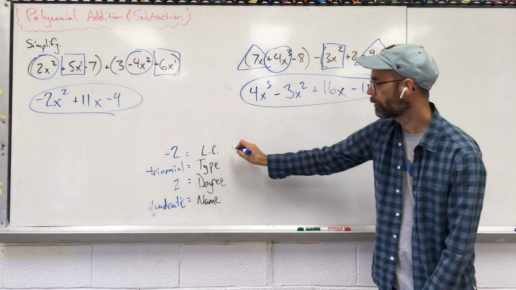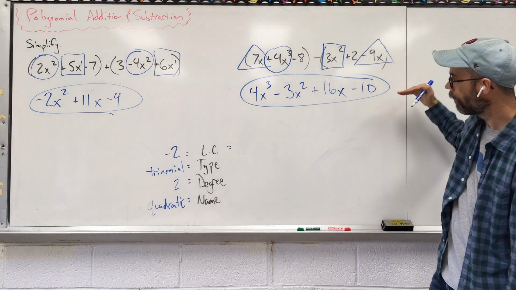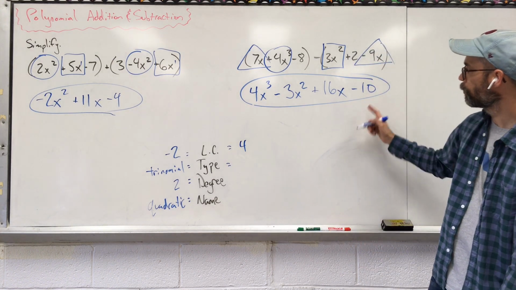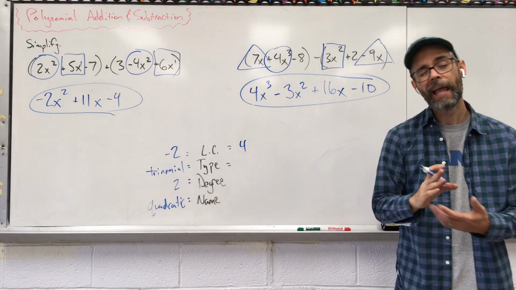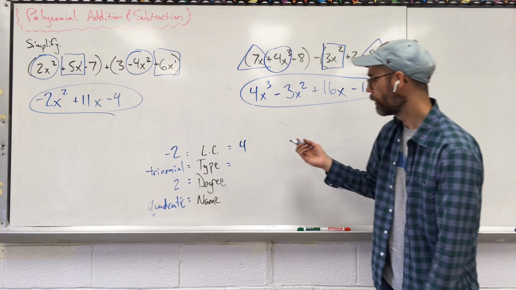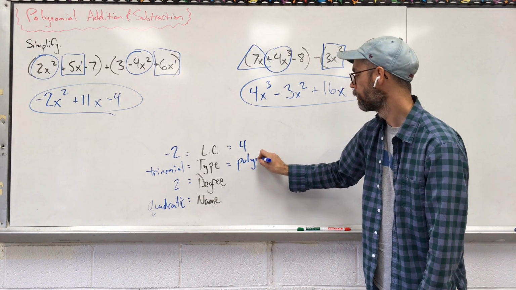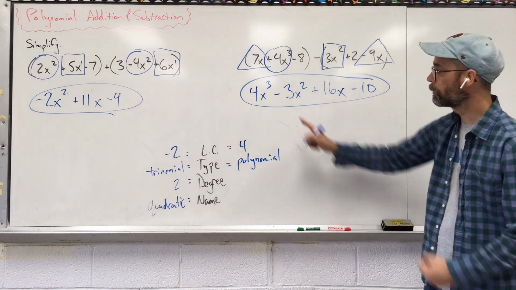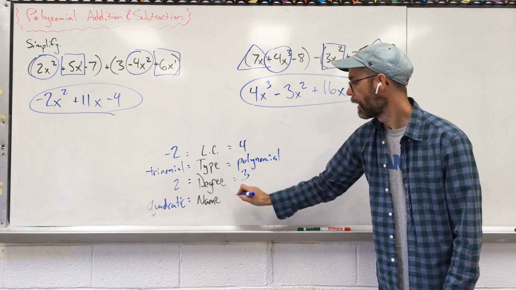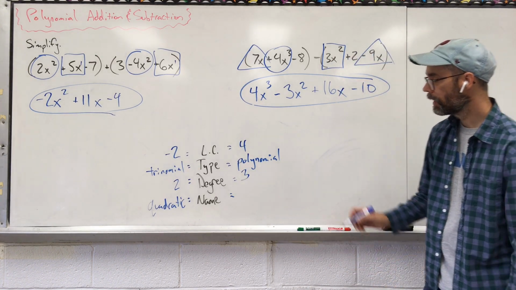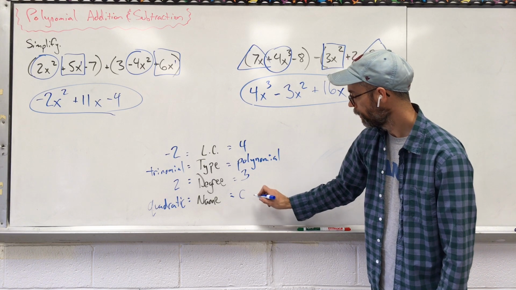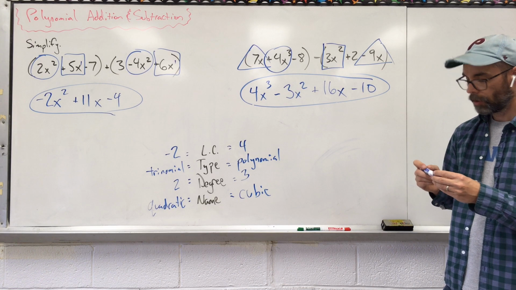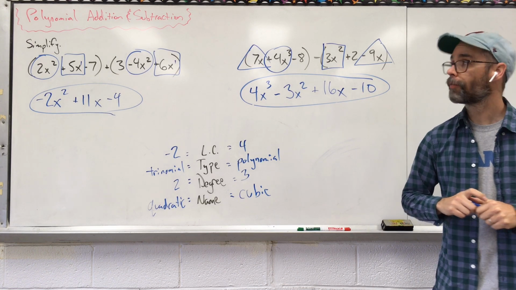Now, a couple other questions we want to ask. Leading coefficient: what starts our whole answer off? The leading coefficient's 4. What type of problem is this? Well, we have 1, 2, 3, 4 groups here. Anything with more than 3, we just call a polynomial. The degree: what's your largest exponent? In this case, 3. And let's name it by degree. Anything with a degree of 3 is called cubic. And that is using addition and subtraction to simplify polynomials.